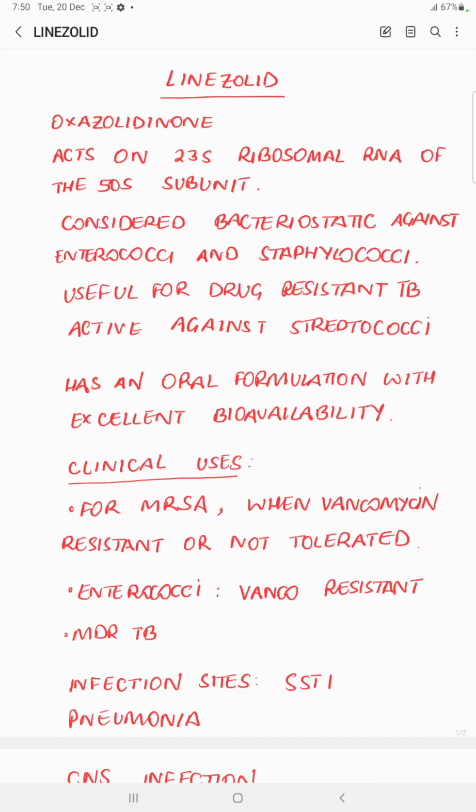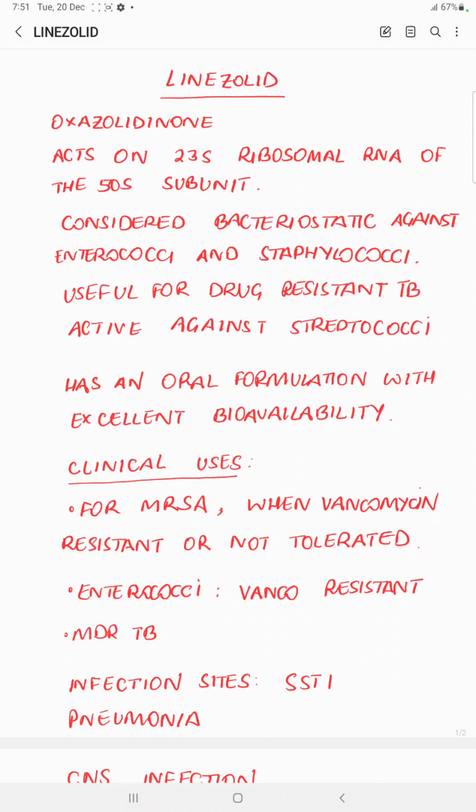It's first in the class of oxazolidinones. It acts on the 23S ribosomal RNA of the 50S subunit, so it interferes with protein synthesis. It is considered bacteriostatic against enterococci and staphylococci, but it also means it has activity against both of them. It's an antibiotic which is generally of use for drug resistant gram positive bugs.